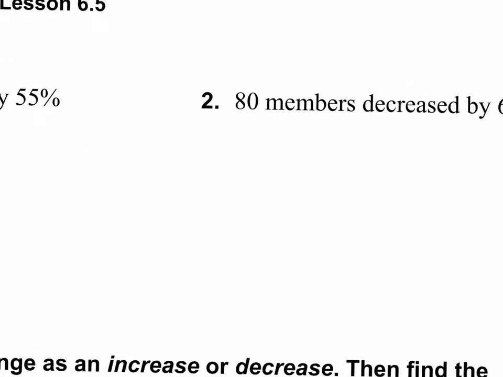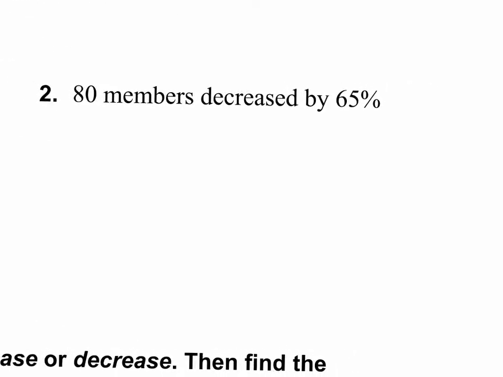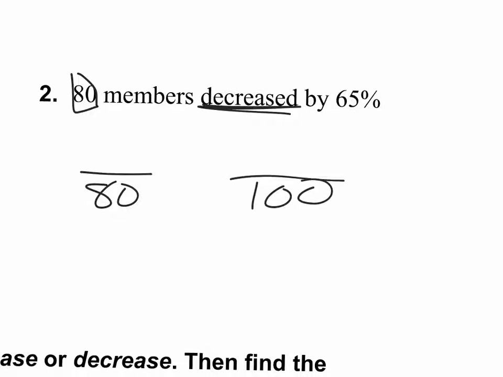Okay, so moving on to number 2. So 80 members, the original goes on bottom, so 80. Members decrease, so we're decreasing. So for percent, we put 100 on bottom always, and then we're taking away 65%. So I'm going to take 100 minus 65, which gives me 35, and I have x here.